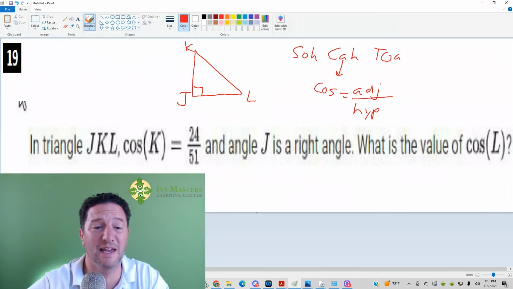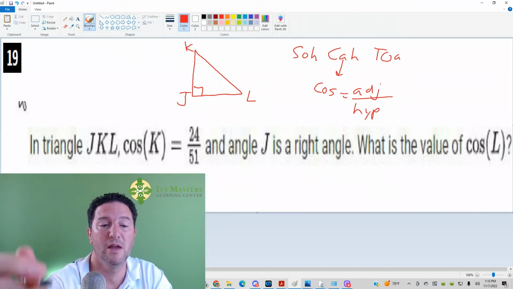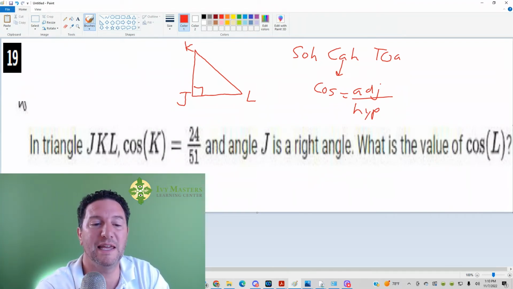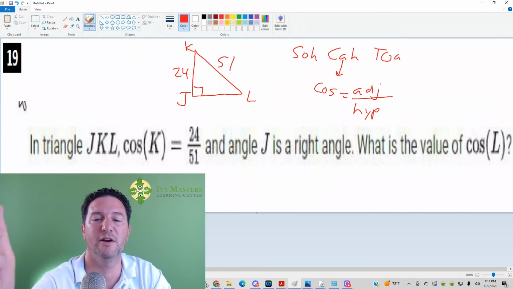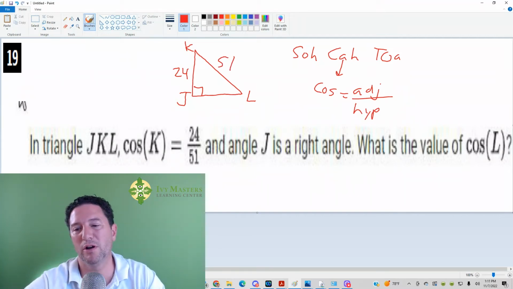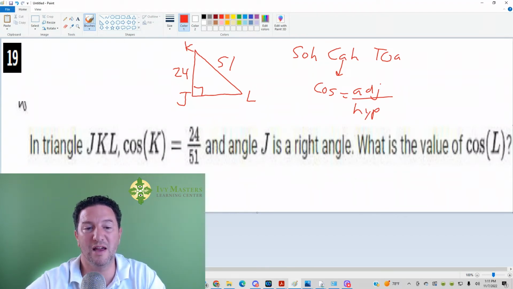So anyhow, how do I label this properly? There I see my K. Cosine of K is 24 over 51. So adjacent, 24 right here, hypotenuse 51 right there. It's asking me for the cosine of L. Well, I don't know the adjacent side. That would be your JL over there. So what am I to do?